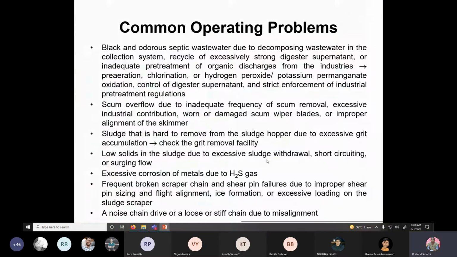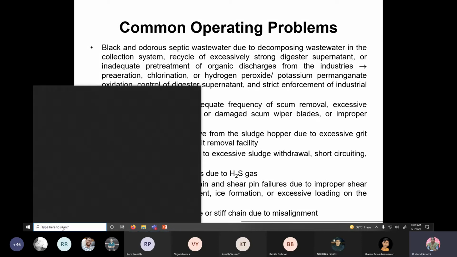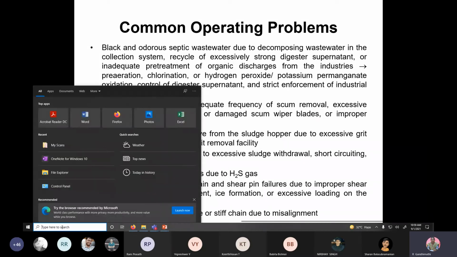These are the different classifications. Mainly just remember two things. One is the horizontal flow type, which may be rectangular, and the other is the horizontal flow with a circular sedimentation tank. Now we will move on to the design of a primary sedimentation tank. Maybe you can note down the problem.